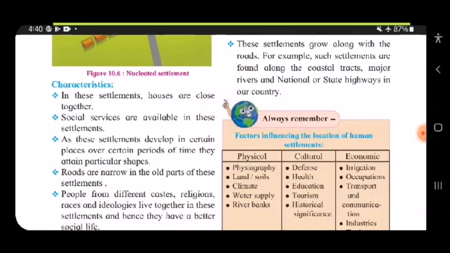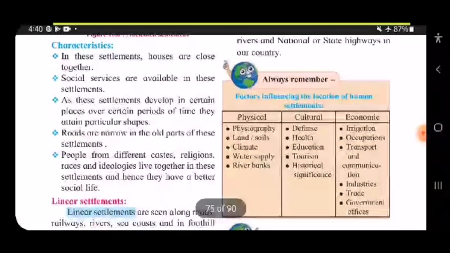As these settlements develop in certain places, over certain periods of time, they attain particular shapes. Now, there we see houses also with different shapes. Roads are narrow in the old parts of these settlements. Why? Population is increasing, houses are increasing, the roads are becoming narrow. People from different caste, religion, race and ideologies live together in these settlements and hence they have a better social life. Where you are living also, you might be seeing people of different religions living together. It's not only one religion, and they have a better social life.